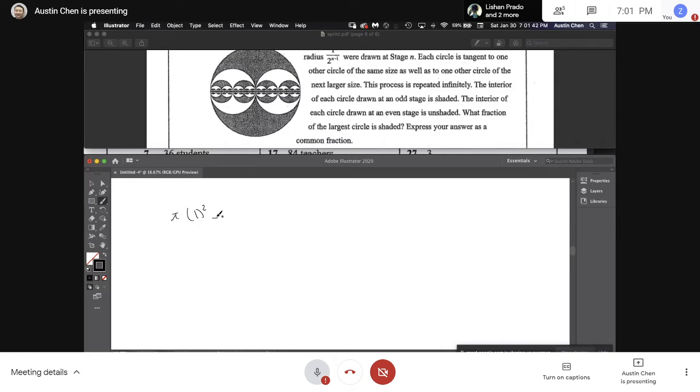So, subtract the area of the second set of circles. We have two of them, and then we need to multiply by their individual areas, and they have half the radius, right? So like that. And then the third set, we have four of them, but they have a fourth of the radius.